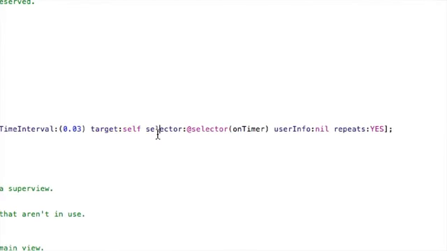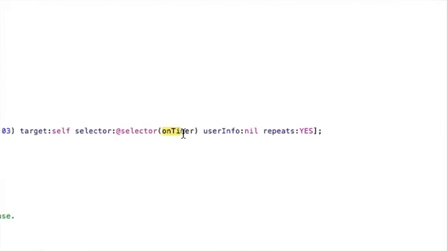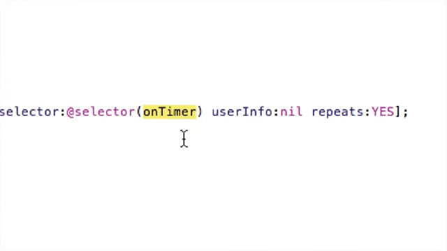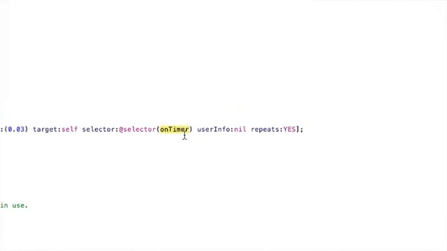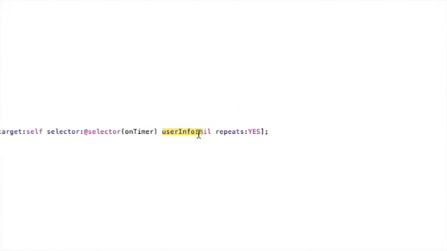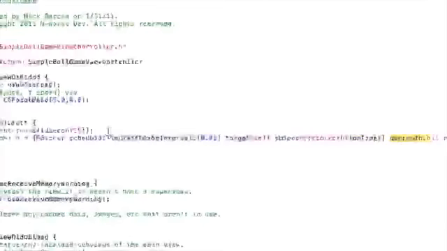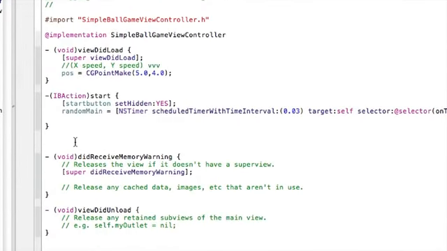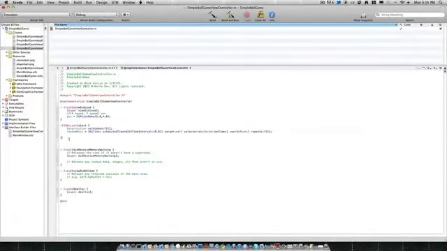Target equals self, selector equals @selector onTimer. Make sure that is exactly what it says, caps and everything: lowercase on, capital T, timer. UserInfo equals nil, repeats yes. You need that to repeat. Okay, you're done with your start.